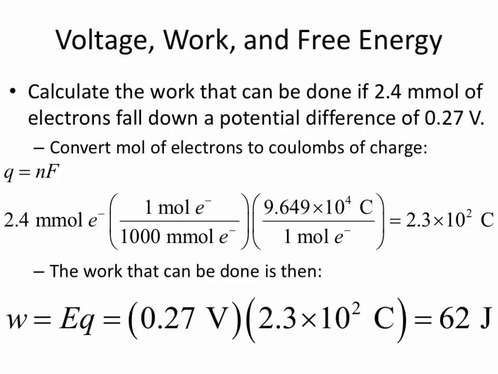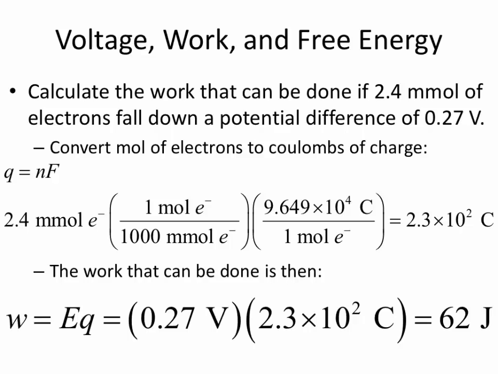So let's calculate the work that can be done if 2.4 millimoles of electrons fall down a potential difference of 0.27 volts. Now bear in mind that this 0.27 volts is a fairly small potential difference. Remember that a single alkaline battery has a voltage difference of 1.5 volts, at least when it's a relatively new battery. So first we're going to convert our mole of electrons to coulombs of charge.